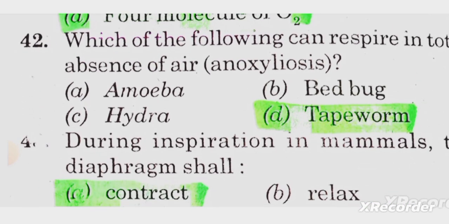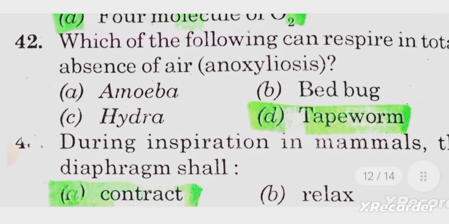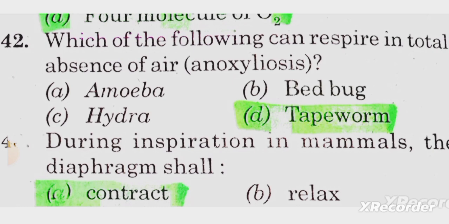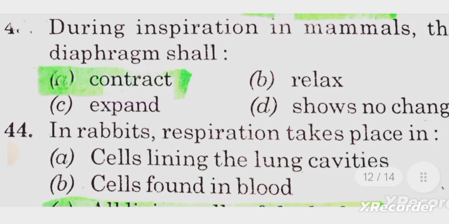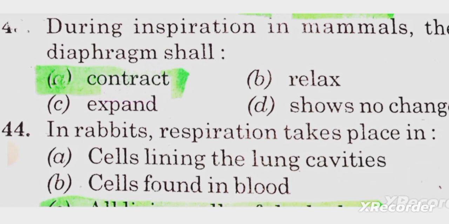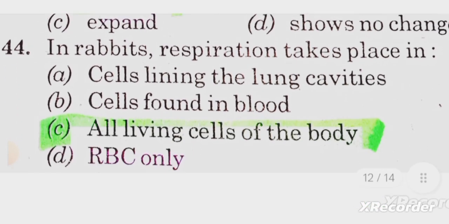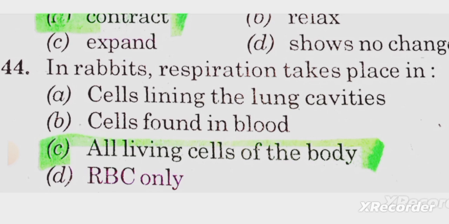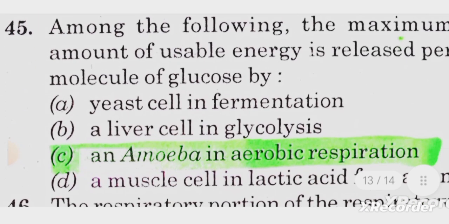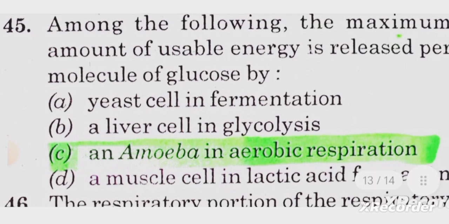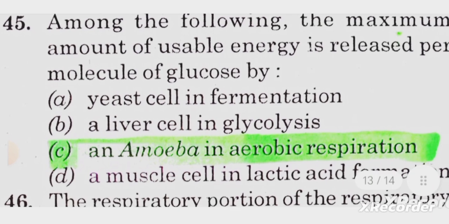Next, 42. Which of the following can respire in total absence of air? Answer D, tapeworm. 43. During inspiration in mammals, the diaphragm shall answer A, contract. 44. In rabbits, respiration takes place in all living cells of the body. Next, 45. Among the following, the maximum amount of usable energy is released per molecule of glucose by answer C, an amoeba in aerobic respiration.